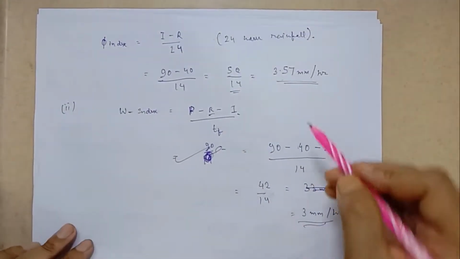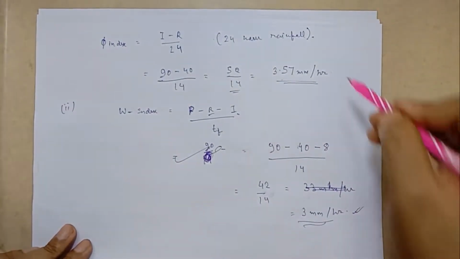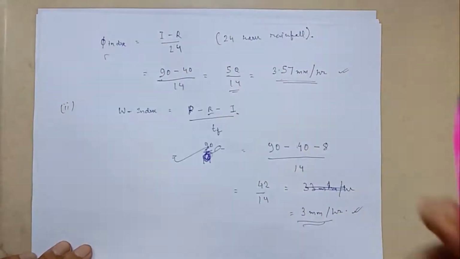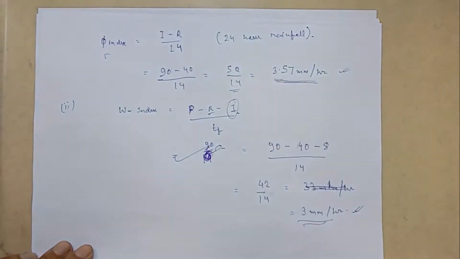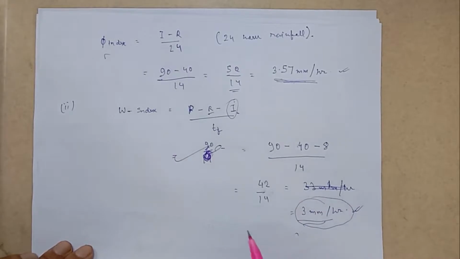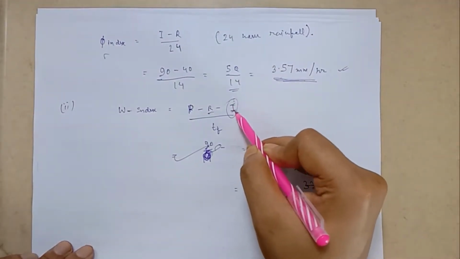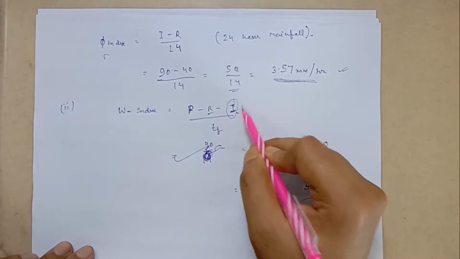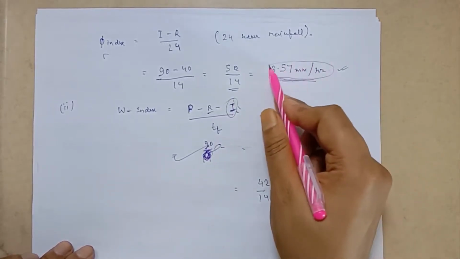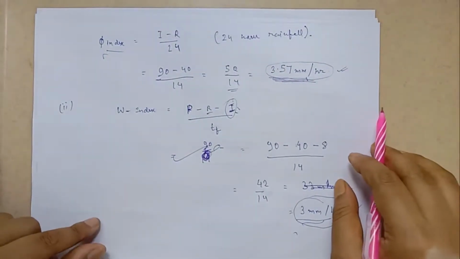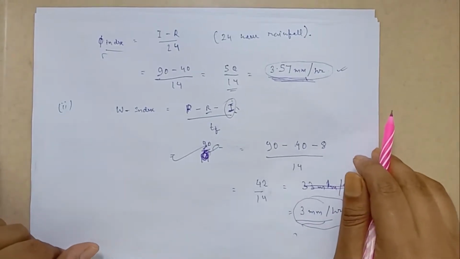So you can see that the value of W index is lesser than the value of the phi index, and it is because in phi index we do not consider the interception losses. That's why the phi index is somehow higher as compared to our W index. W index gives us the correct results, but in many cases our interception loss is not possibly measurable. So we consider 3.57 millimeter per hour, that is our phi index for that particular case. So this was all about our infiltration.